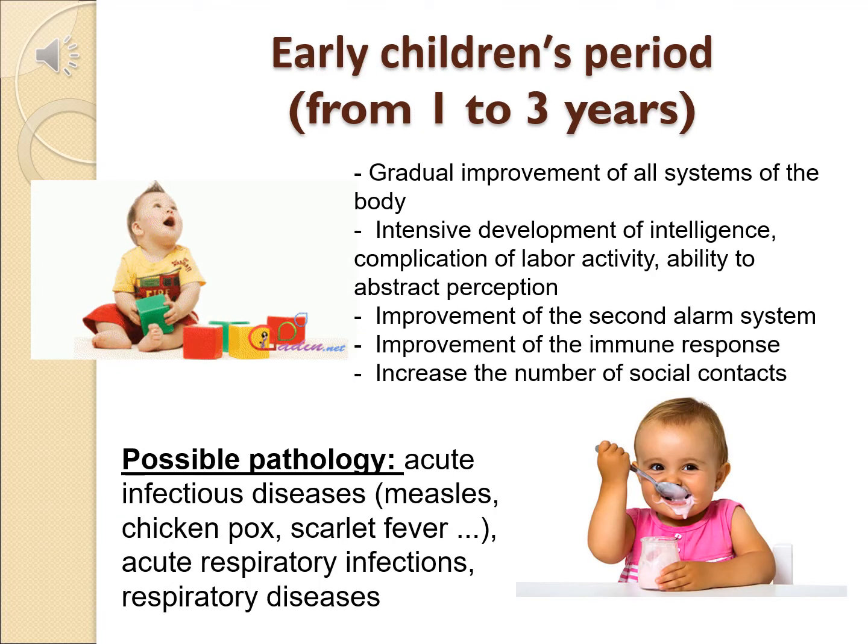Early childhood period, a part of the calf's teeth period, lasts from 1 to 3 years. It's a period of gradual improvement of all systems of the body. Intensive development of intelligence, complication of labor activity, ability of abstract perception. Improvement of the second signal system and immune response, and increasing number of social contacts. Possible pathologies of this period are acute infectious diseases like measles, chickenpox, scarlet fever, and so on, and acute respiratory infections like rhinitis, otitis, pharyngitis, bronchitis, and so on.